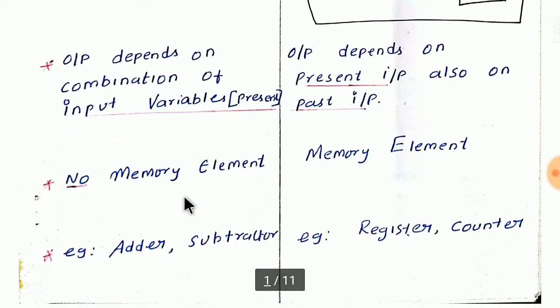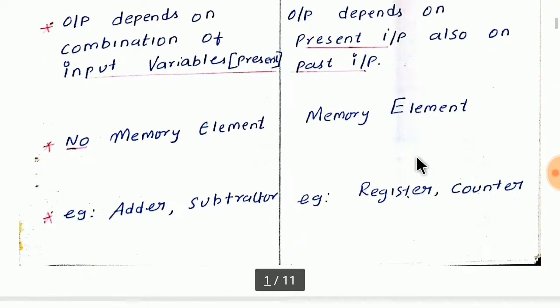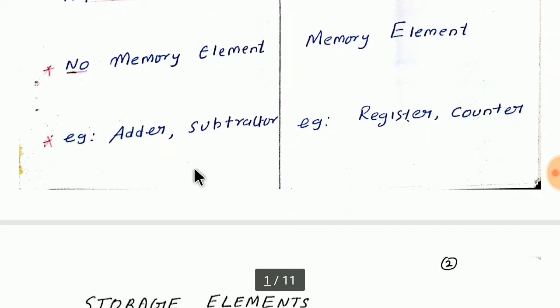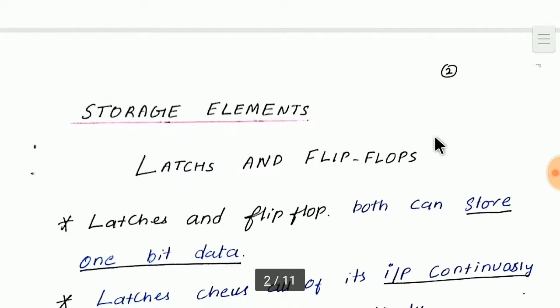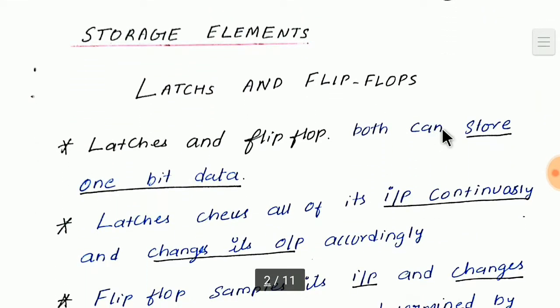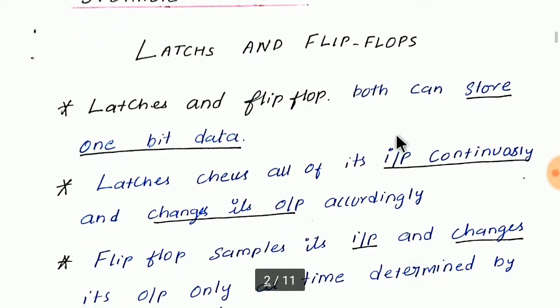In combination logic circuit we are not using a memory element, whereas in synchronous sequential circuit we are using a memory element. Examples are adder and subtractor, which we have seen already, and register and counter, which we are going to see later on. So now we are going to the storage element. As I said earlier, we need to store some values. So now we have to study about this storage element. Latches and flip-flops are the basic storage elements, and each will store 1 bit of data, right?